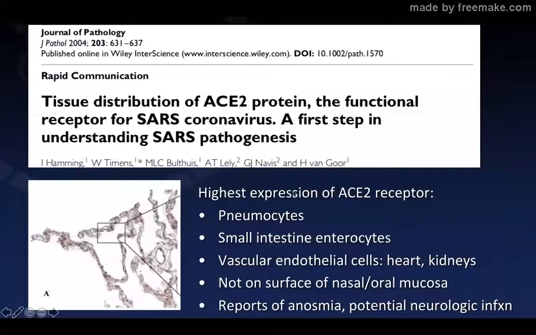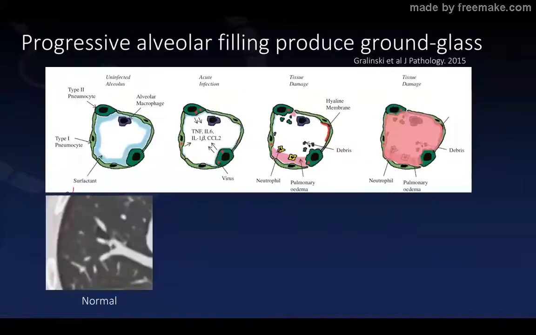And the highest expression of ACE2 receptors are seen in pneumocytes, small intestine enterocytes, and vascular endothelial cells throughout multiple organs, including the heart and kidneys. Typically, this is not found on the surface of nasal oral mucosa, and studies are still emerging because there are reports of people losing their sense of smell and potential neurological infection of disease.